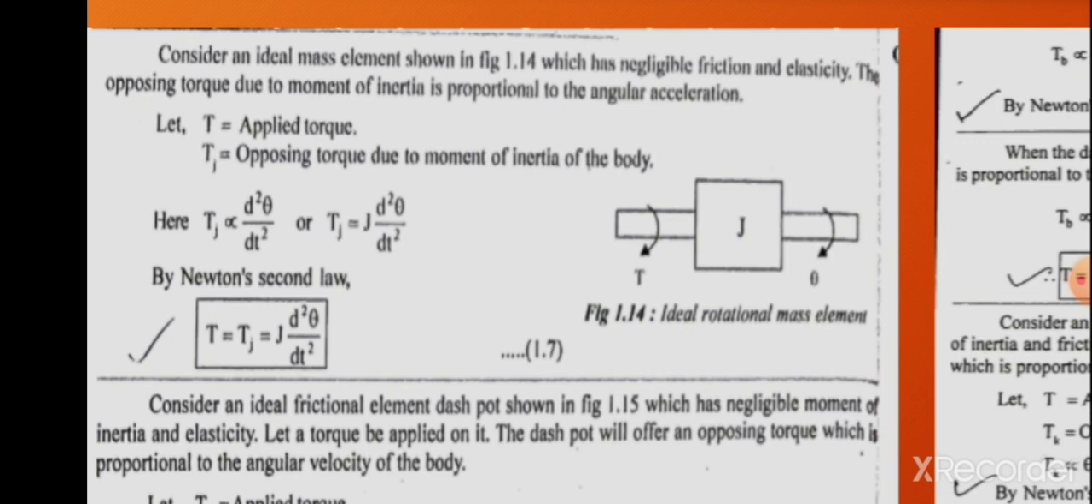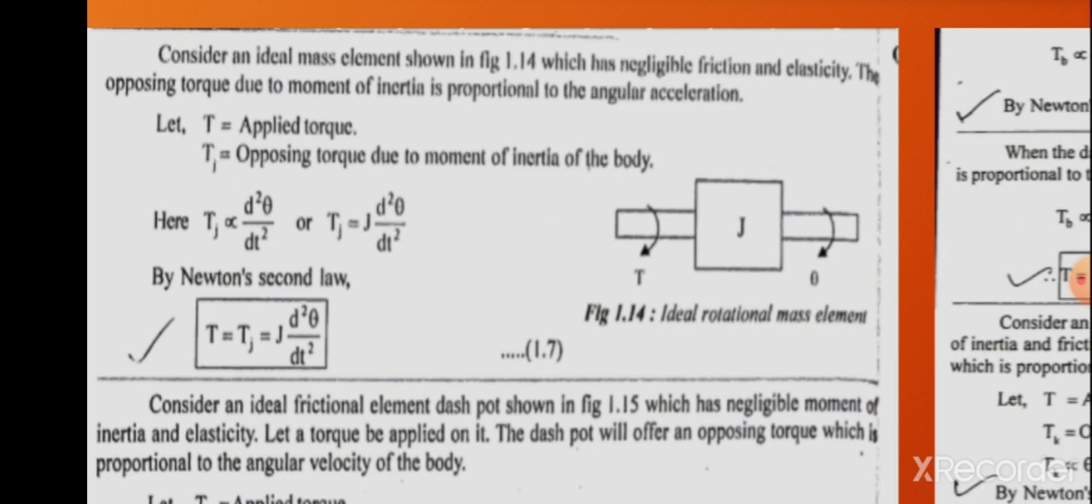In the case of the mechanical translational system that we discussed in the previous class, what was the equation for a mass element? F equal to Fm equal to capital M into d square x by dt square. So you should remember that case also. That is why I am saying both the cases. Now we are discussing a mechanical rotational system, but its equations are similar to those of the mechanical translational system. So you can study both very easily.